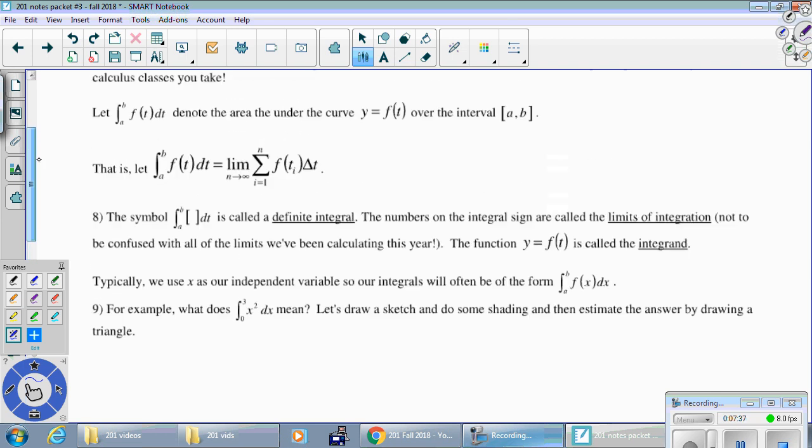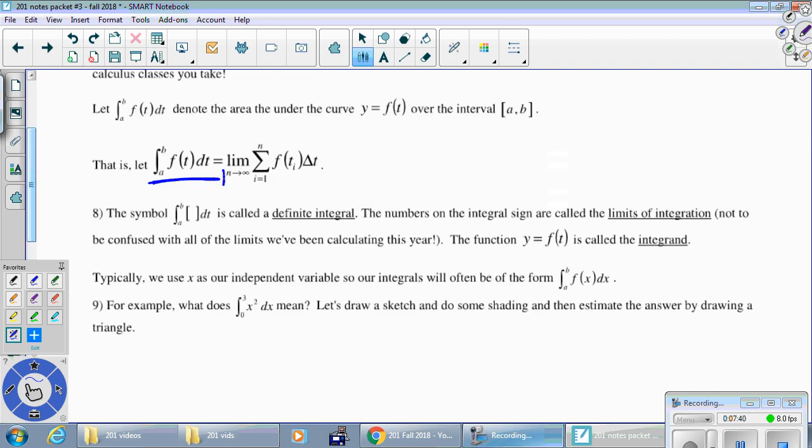Okay, said another way, if you see all of these crazy symbols, we are really just talking about that hardcore exact area definition from above. This funny new symbol, with the function omitted, is called a definite integral. The integral sign is this funny, almost S-shaped thing. The numbers on the integral sign are called the limits of integration, not to be confused with all of the limits we've been calculating this year. The function y equals f of t is called the integrand. So, brand new vocabulary, all associated with area under a curve.